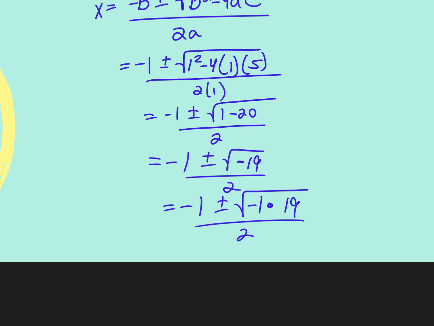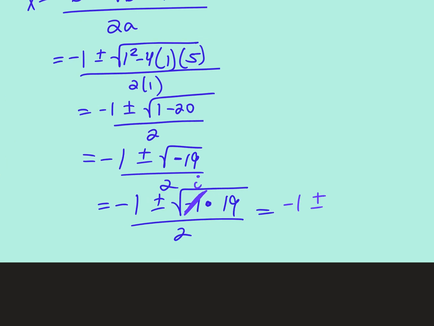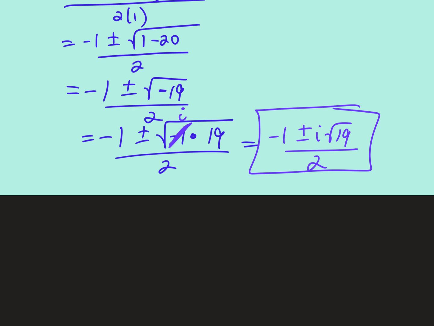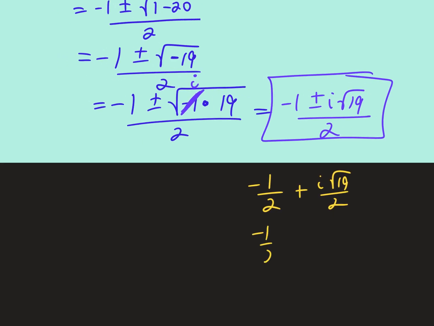Over 2. So how would I write my answer? What is the square root of negative 1? i, so that's going to come out in front. So I have negative 1 plus or minus i square root of 19 over 2. Again, that's perfectly fine for me on a test or a quiz, but how does WebAssign want us to write that in? Break it up. How would you write it? Perfect. And then negative 1 over 2 minus i square root of 19 over 2.